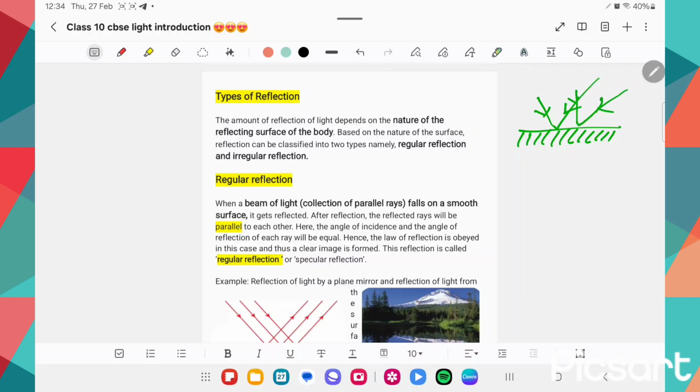It depends upon the nature of the reflecting body, how the reflecting body acts. For example, if we take a wall, there we cannot see the parallel lines coming out. You can see that reflection is getting diffused, it is spread all over.